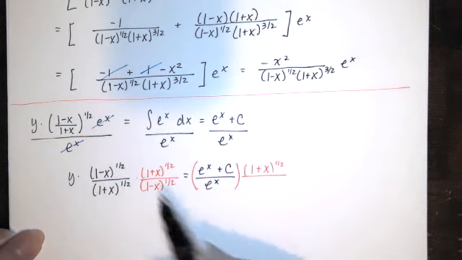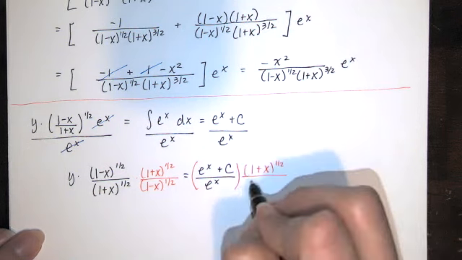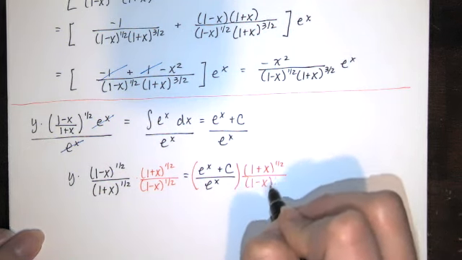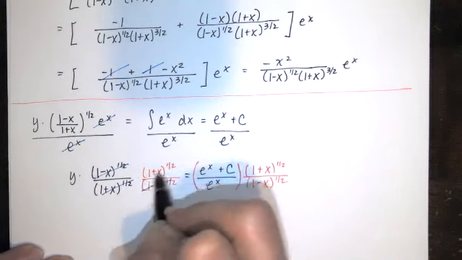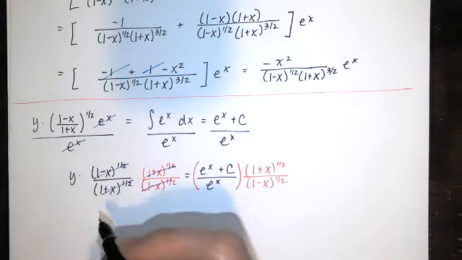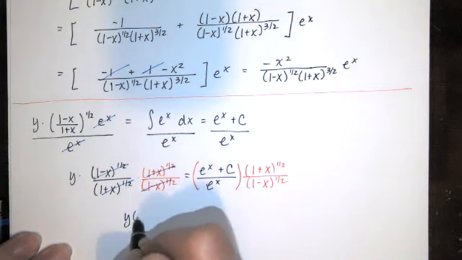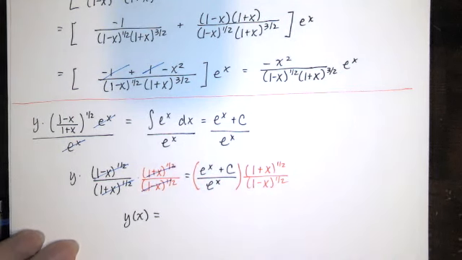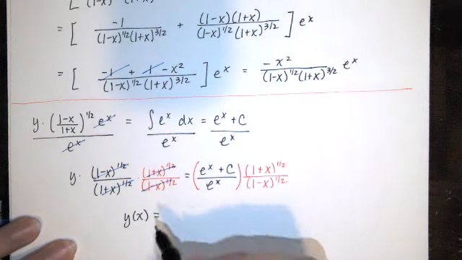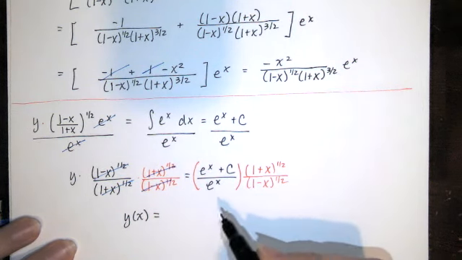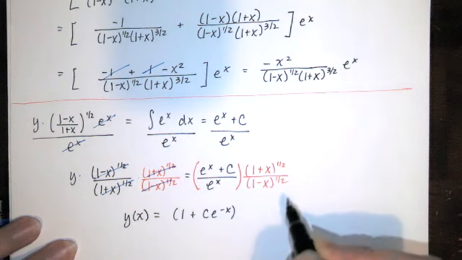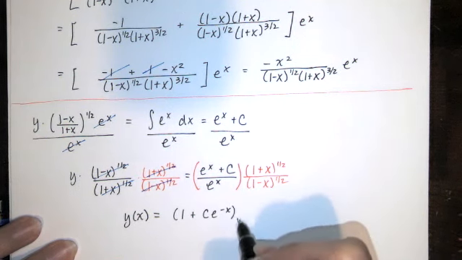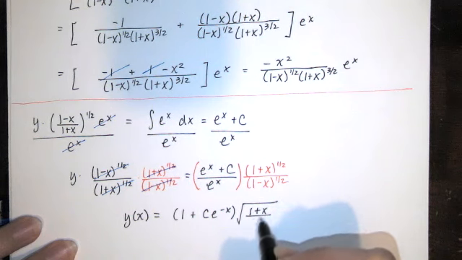We're multiplying by the reciprocal of that on both sides to isolate y. And let's see, that reduces with that, and that reduces with that. And we have y of x equals this expression, which you could write a number of different ways. You could take each of these guys and divide by e to the x. So you'd have 1 plus c times e to the negative x times this quotient, if you prefer.